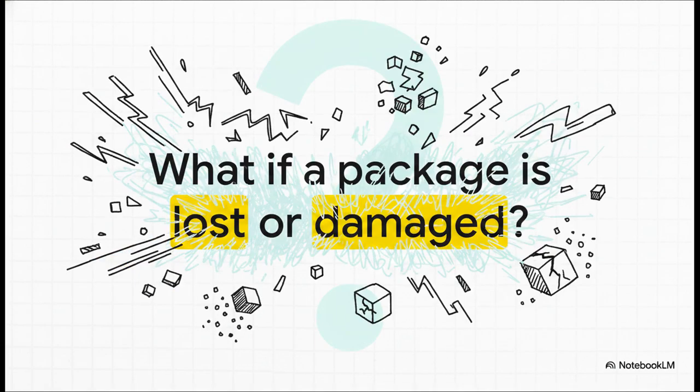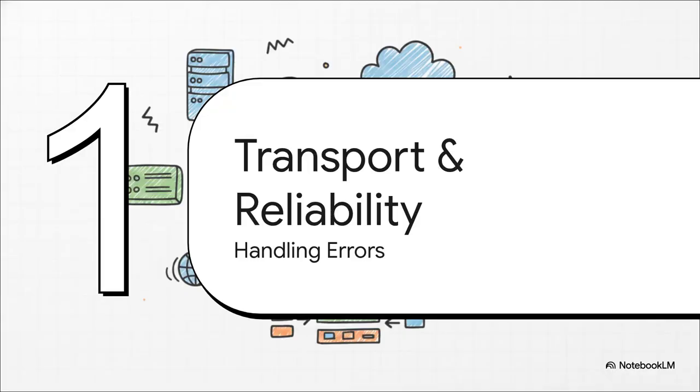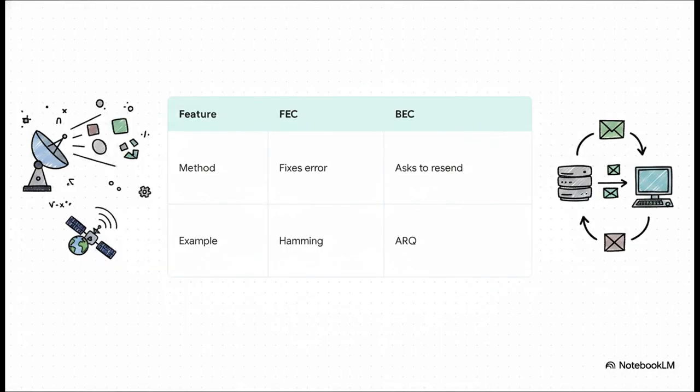But honestly, the internet is kind of a chaotic place. What happens if a package gets lost, dropped, or corrupted in transit? Let's explore that in Section 4, Transport and Reliability. Up at the transport layer, we have to make a crucial choice about our delivery service. Do we want it fast, or do we want it guaranteed? We basically have 2 brilliant methods for handling errors here.